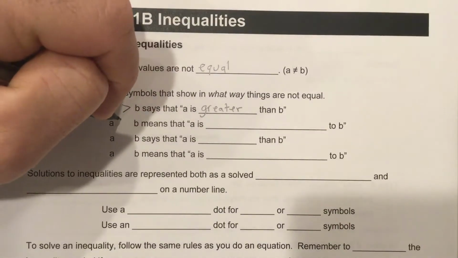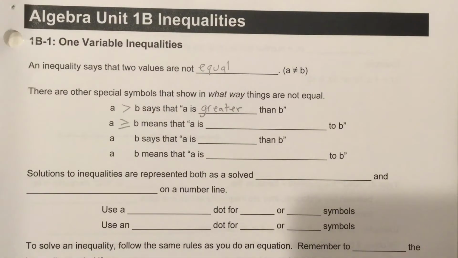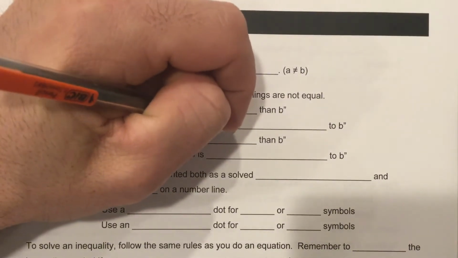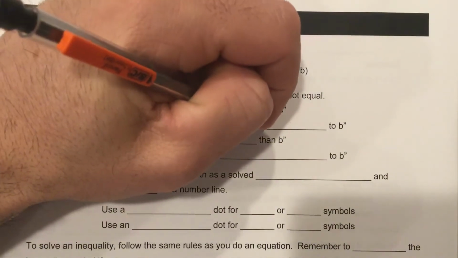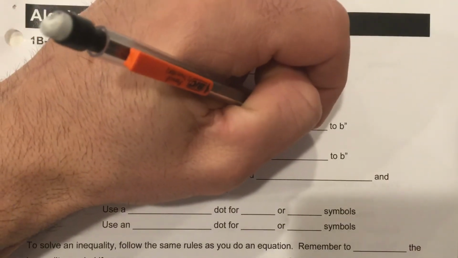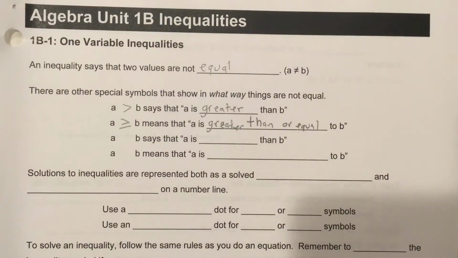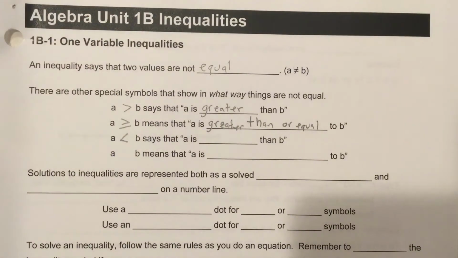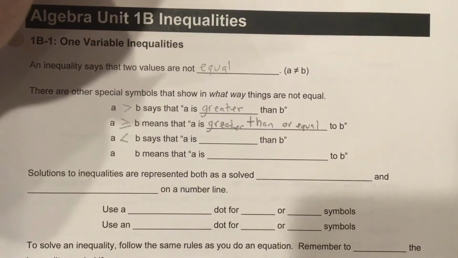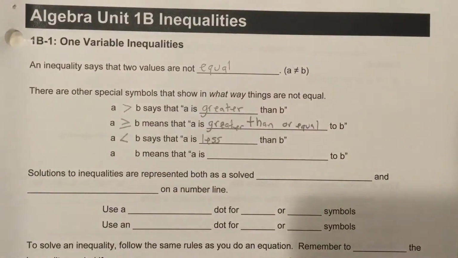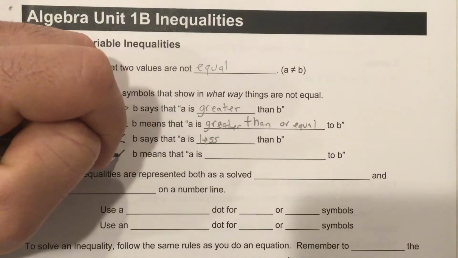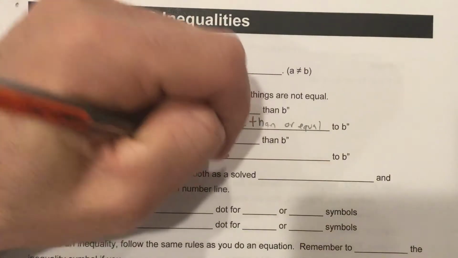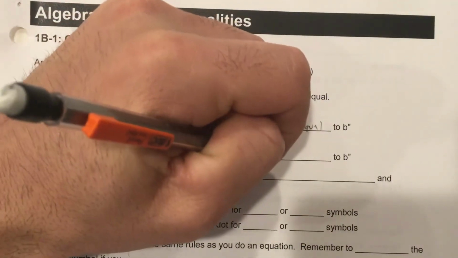If we have that greater than symbol with the line under that, that means that A is greater than or equal to B. We can also flip that inequality so that the alligator bites the B now, and that says that A is less than B. And then again, we can have that same less than symbol with the line under it, which means A is less than or equal to B.